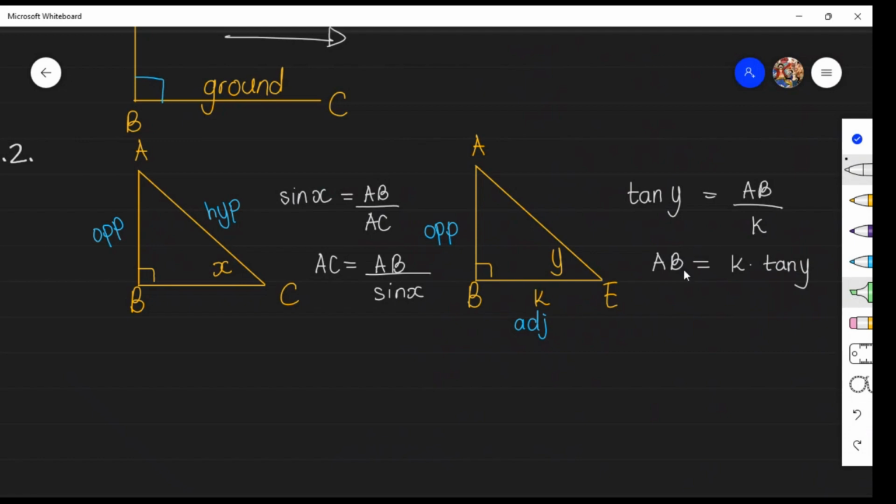So those are our two equations. Now, if you notice, we have AC equals AB over sine X. So all we are now going to do is, in place of AB in our second equation, substitute K tan Y. So let us bring this down so that we can start the substitution process.